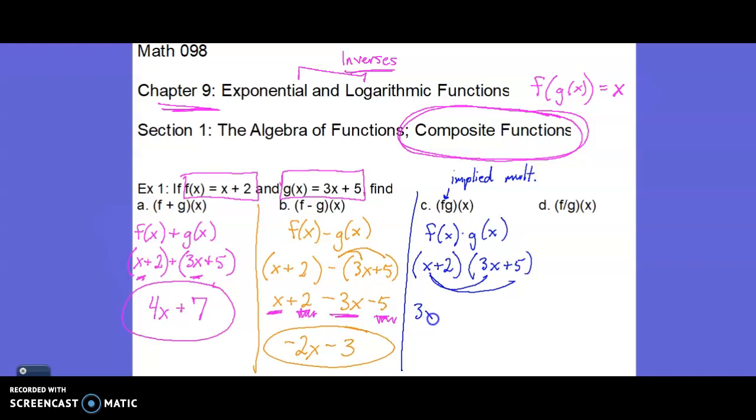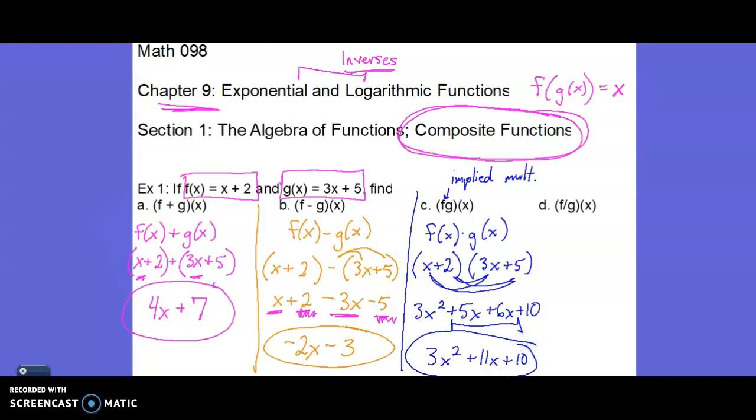So we're looking at 3x squared plus 5x, and then distribute the 2 in there. So plus 6x plus 10. But also, just like in A and B, combine like terms. We have like terms here in the middle: 3x squared plus 11x plus 10.